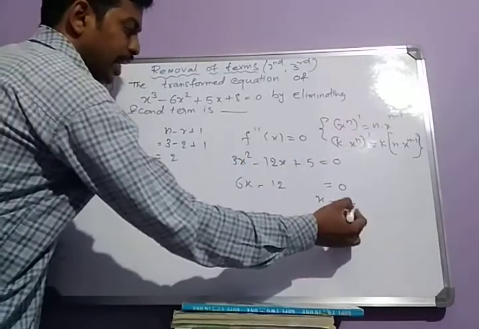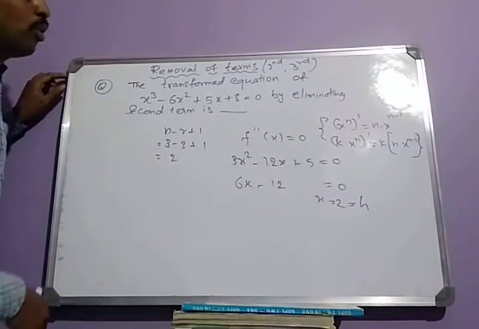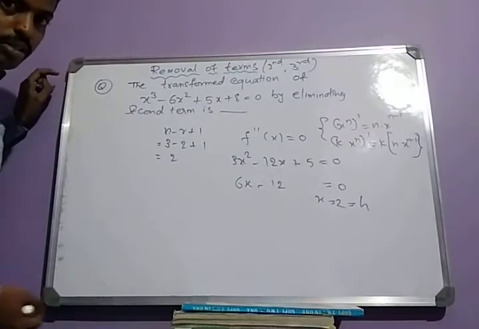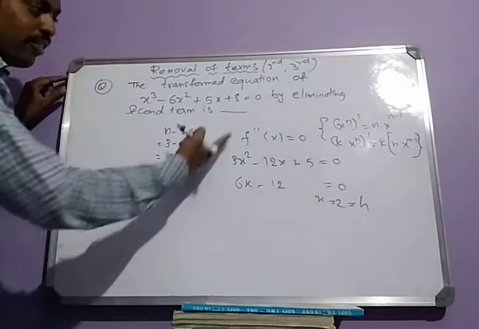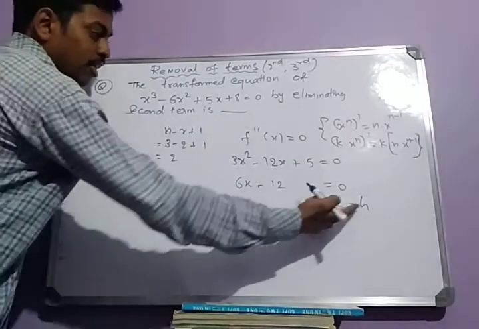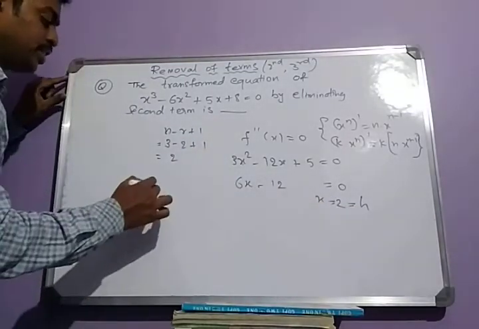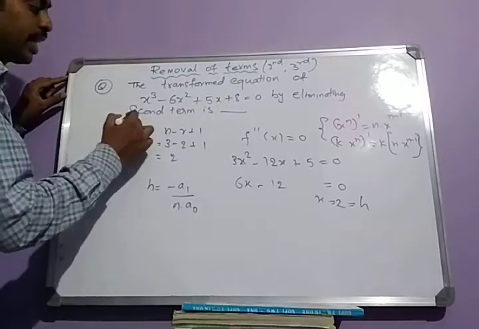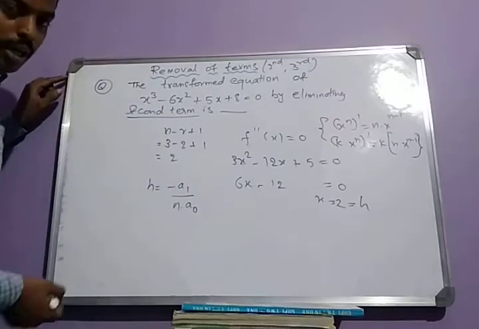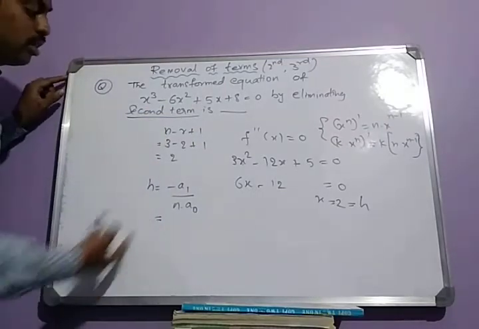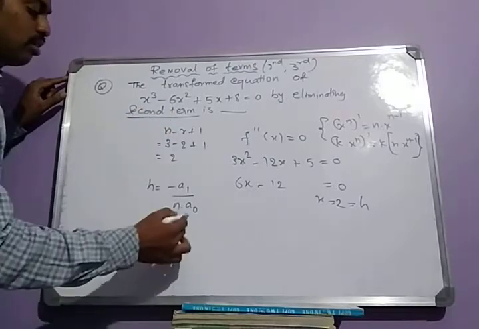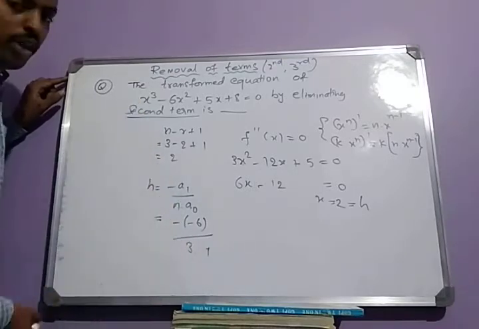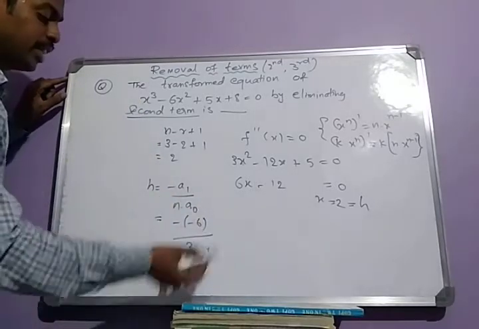So this is nothing but h. It means you are supposed to transform this equation by taking h is equal to 2. But dear students, I also told you that instead of using this method, you can find the value of h using the formula h is equal to minus a1 by n into a0. If you are trying to eliminate the second term, you can use this formula also. If you use this formula, then what happens? Minus a1, N value is 3 because it is a cubic equation, and a0 is the coefficient of x cube. Here you will get directly h is equal to 2.